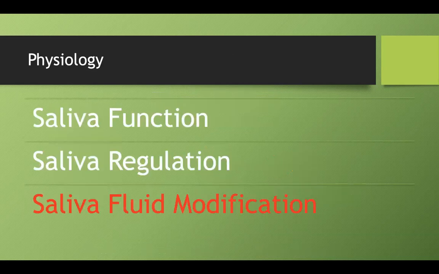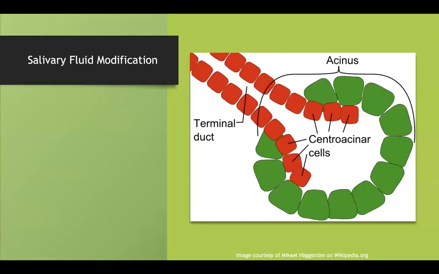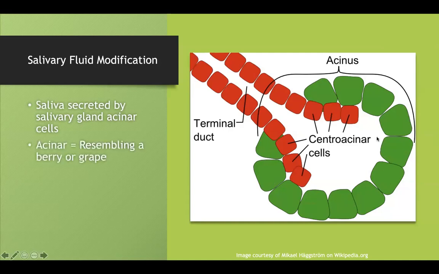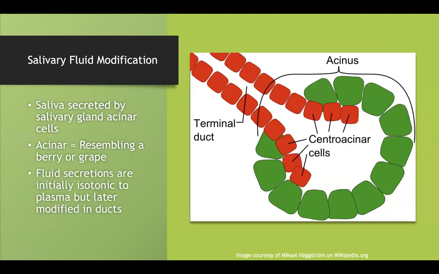Now let's talk about salivary gland fluid modification. Here's a picture of an acinus and a duct. We're going to see this in a few different sections, including the pancreas. The saliva itself is secreted by these acinar cells, and you can see them right here, lining it. Acinar means resembling a berry or a grape, okay? And it kind of looks like a berry. I could see that. These fluid secretions are going to be initially isotonic to plasma, but later modified in the ducts.